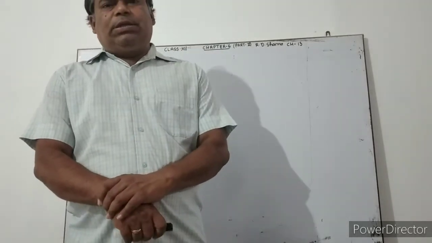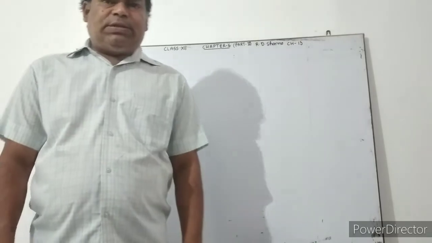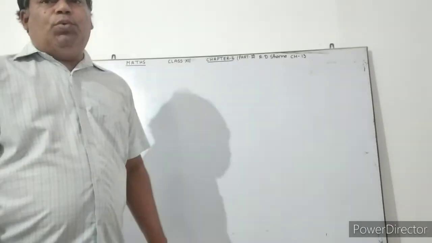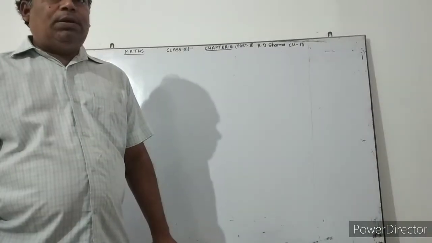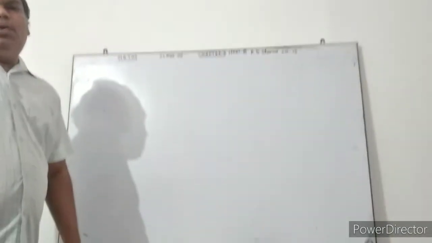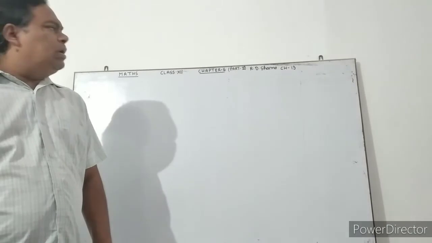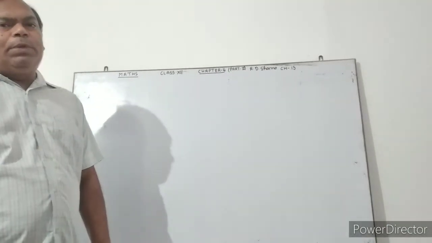Now today we discuss chapter 6 part 2. In part 1, we discussed tangent and normal.